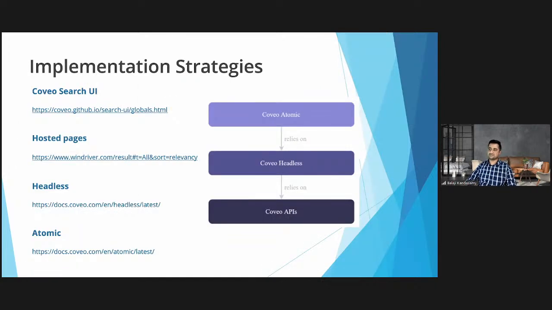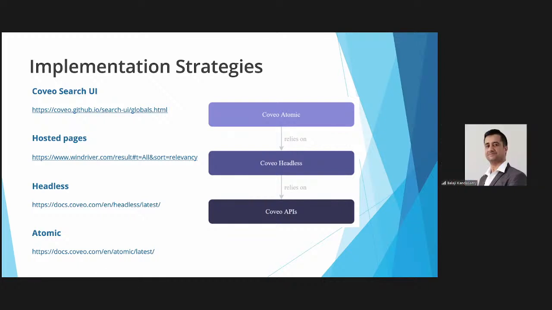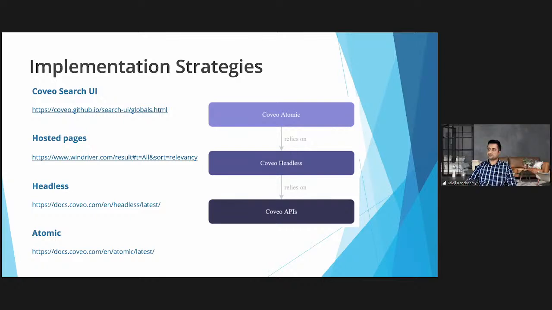So, implementation strategies. Okay, I've got Coveo now. How do I get it implemented? You could do it in different ways. One way is to use their Coveo Search UI, where they have a lot of components that can be directly integrated. The second one is hosted pages, like I mentioned before.